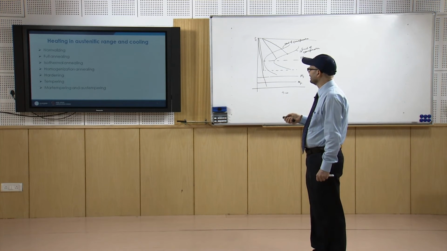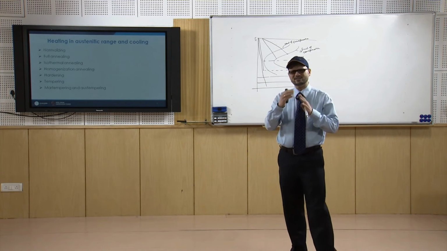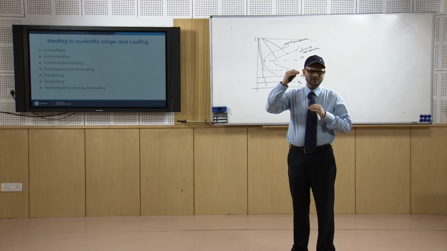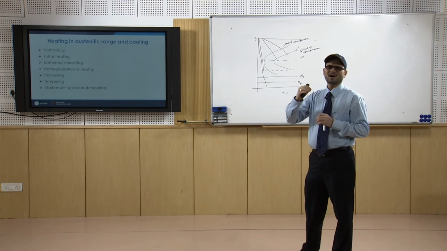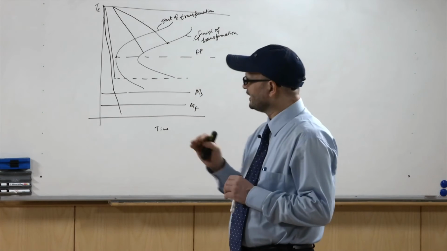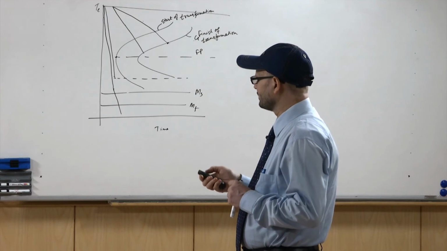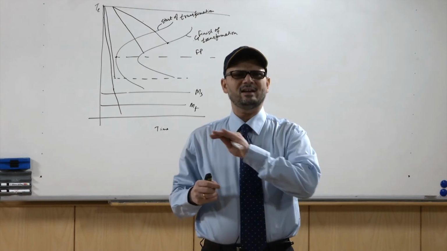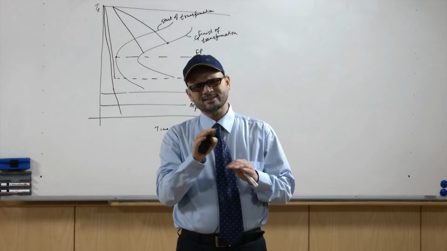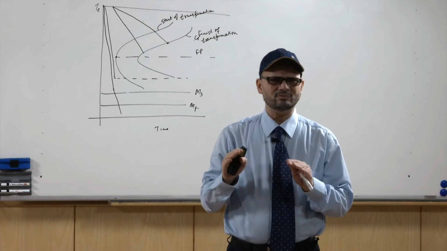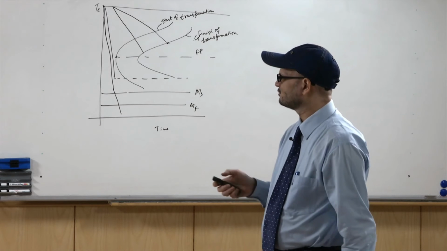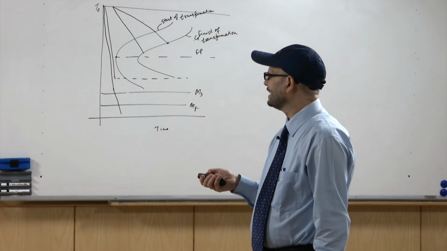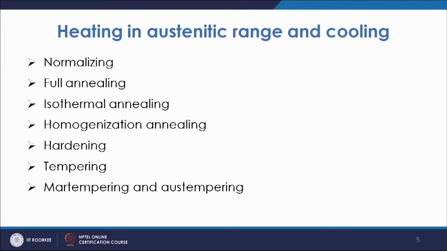Isothermal annealing. In this case also you are heating above the A3 or ACM temperature, and then you are cooling it to a temperature below this critical line and holding there for a large amount of time at that temperature. That is why it is known as isothermal annealing.